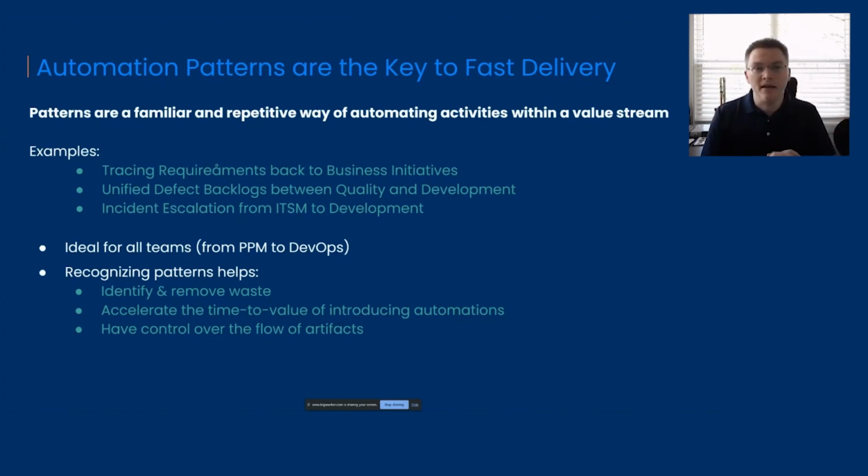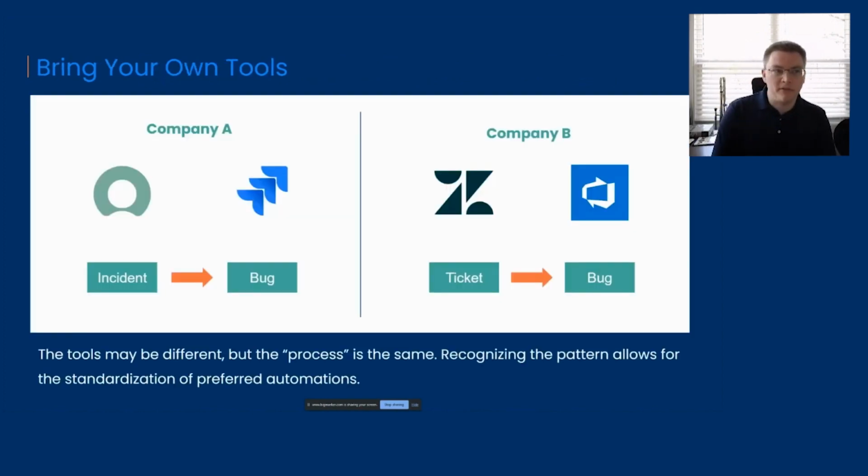So everybody has some pattern that they follow as they start to automate their value stream. If you can learn to recognize these patterns, it helps you identify and remove the waste quickly. It can accelerate the time to value of introducing new automations and new tools. And of course, it lets you have control over the flow of artifacts at all times. I wanted to give an example here in this slide that actually shows you what I mean. You can interchange the tools no matter what.